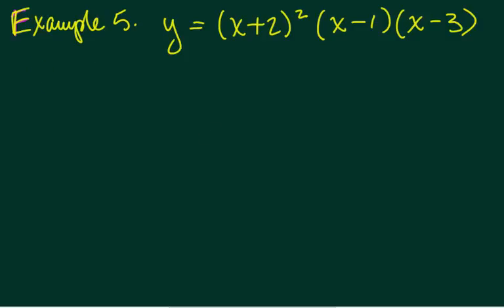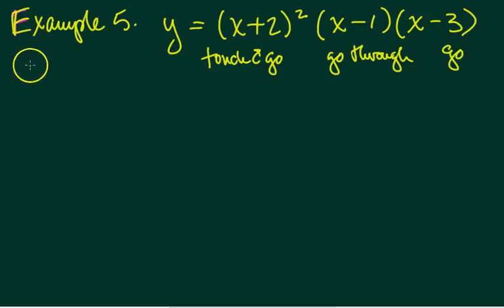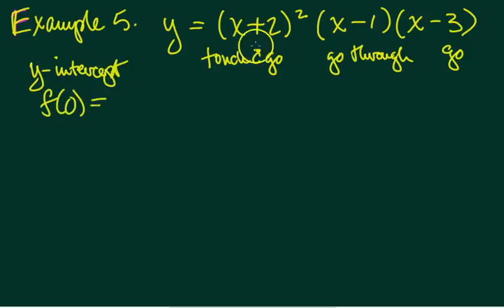Fresh start. Okay. So here I see I'm going to have a touch and go. Here I'm going to go through. And here I'm going to go through. And my y-intercept, at f of 0, I imagine that I have 0 here, so I have 2 squared times negative 1 times negative 3, in other words, 6.